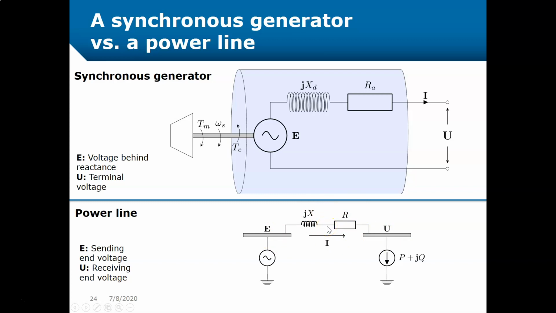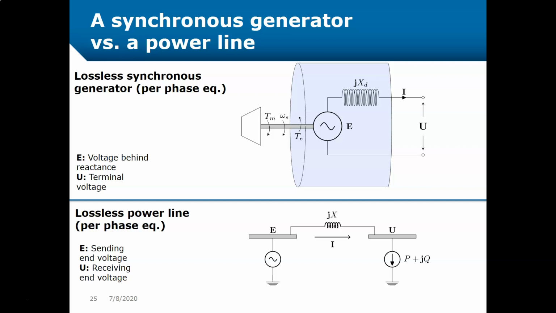We can also take it one step further, where we have a lossless synchronous generator per phase equivalent, as you see here. And now the resistance is removed. The same way, we can also model the power line, where we just neglect the resistance. Typically, the reactance is much greater than the resistance for both of the components.